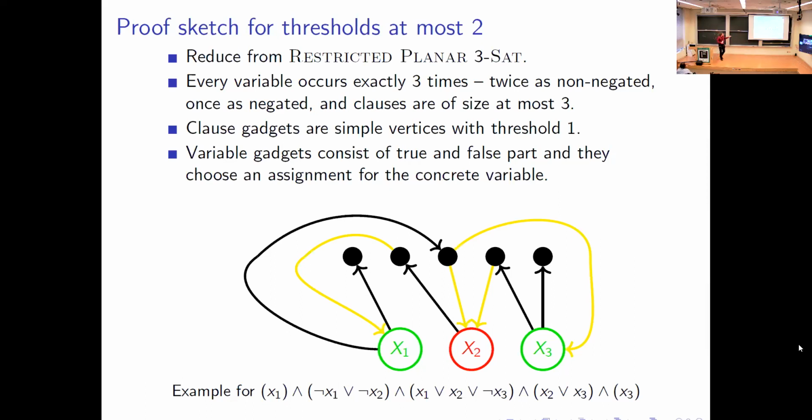And by the construction, we can also prove the other direction, where in the opposite way, when we have a target set, we can assume that there is exactly one vertex selected in each of these variables.